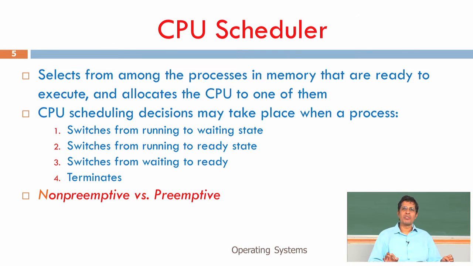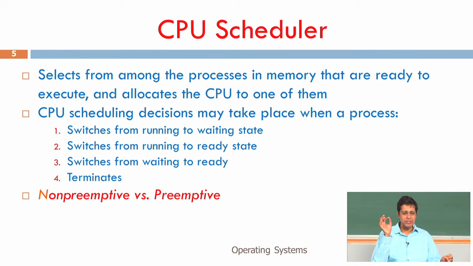So, what is the role of a CPU scheduler? To sum up, there will be somebody who is running, and the scheduler should switch it from running to waiting state, or from running to ready state, or from waiting to ready state, or it can terminate. So, for every process the scheduler can make one of these decisions.